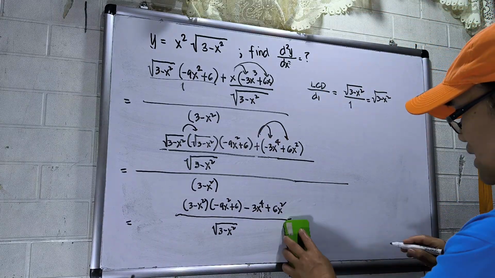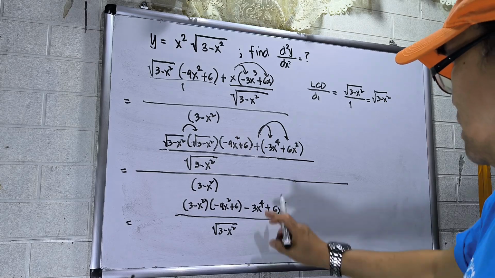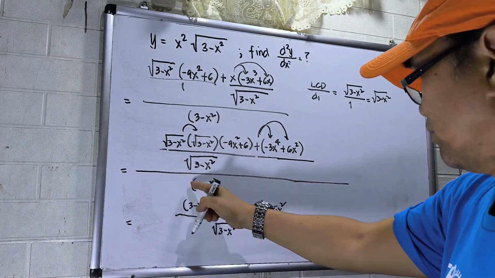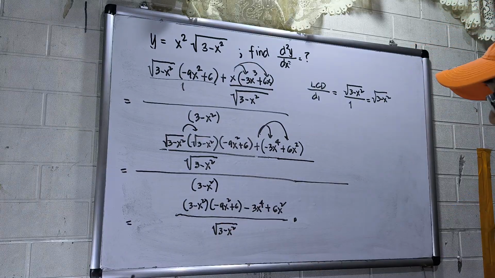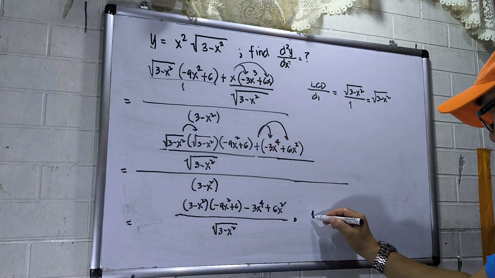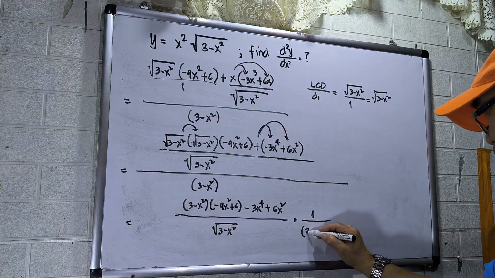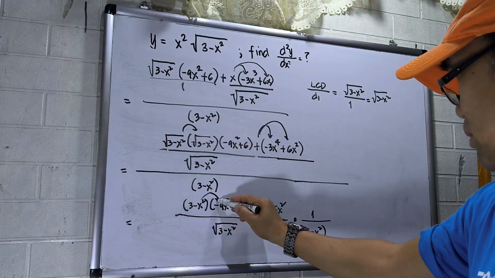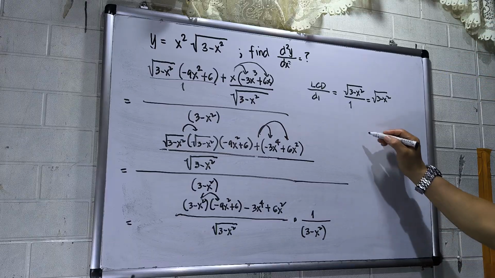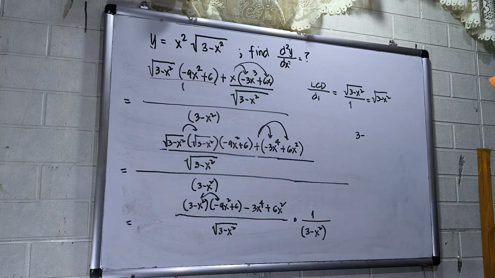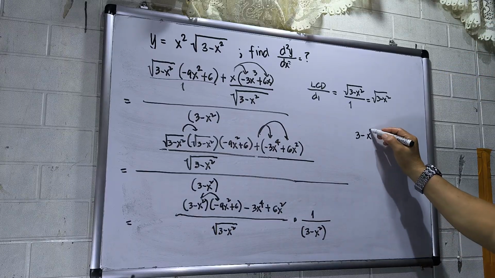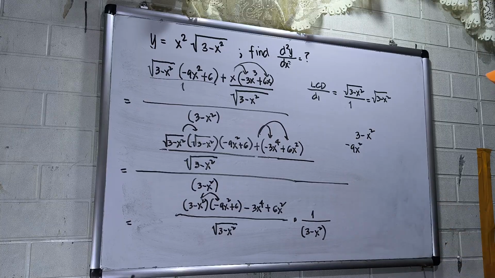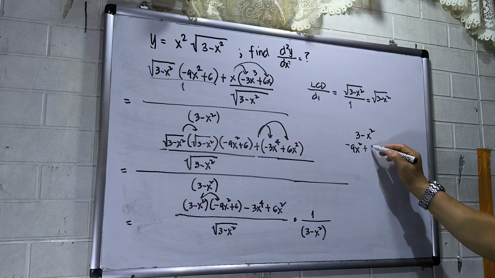Okay? Then I'll just change this one to multiplication. Then upside down of this one, the denominator. So 3 minus x squared. So this will be 1 over circle brackets 3 minus x squared. Okay? Then I will simplify this one. Multiply. So 3 minus x squared, then negative 9x squared plus 6.